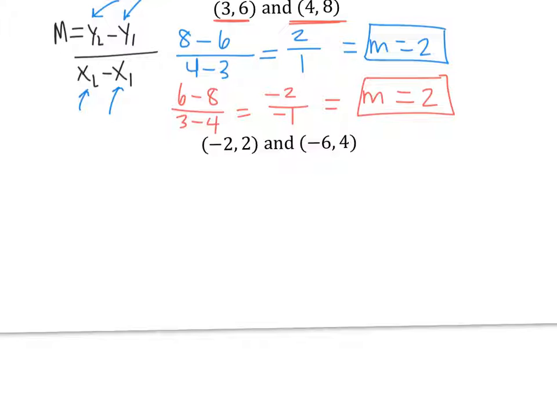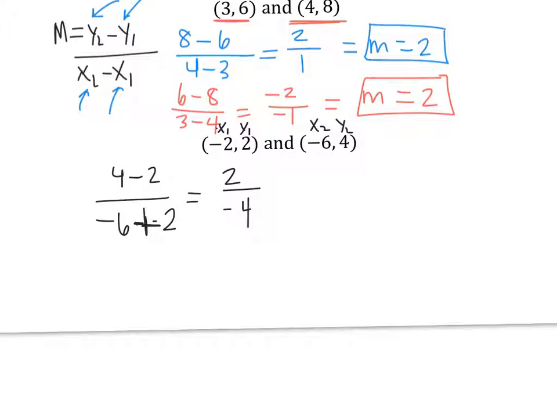Now if we look at this second ordered pair here, I'm going to label x1, y1, x2, and y2. And then I'm going to say 4 minus 2, following the formula, over negative 6 minus negative 2. And when I see two negatives in a row like this, those together make a positive. So I can go ahead and change that to a positive. So 4 minus 2 is 2. Negative 6 plus 2 is negative 4. And 2 over negative 4 simplifies to negative 1/2. So here, m equals negative 1/2.